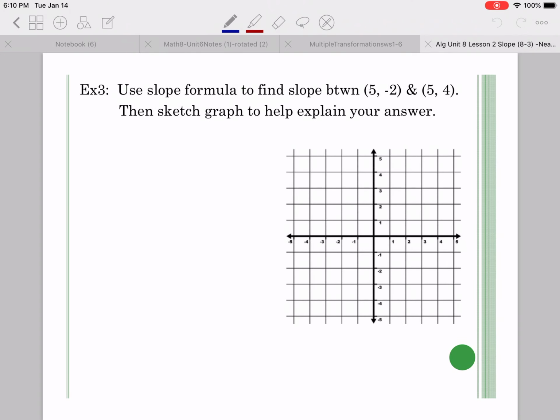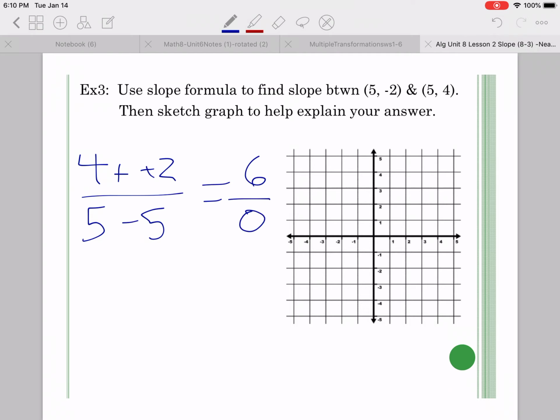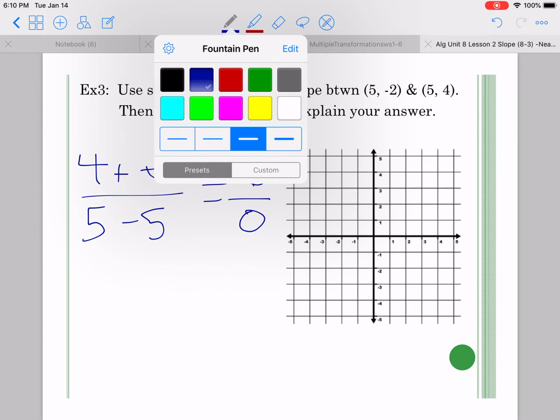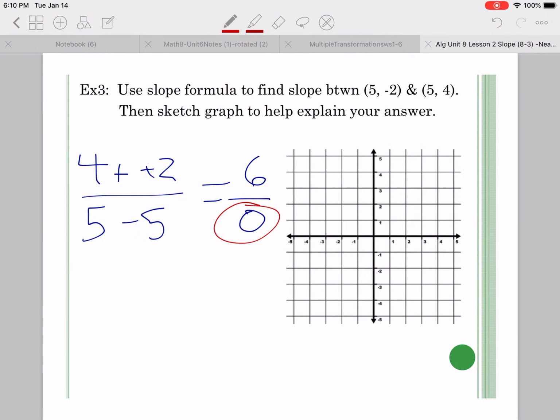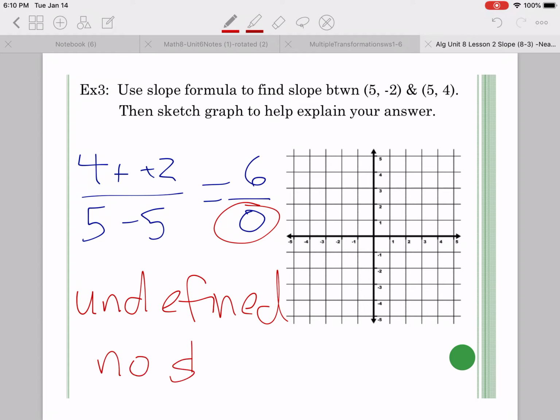All right, example number 3. Use the slope formula to find the slope between those 2 points, and then sketch the graph to explain your answer. So let's start with doing 4 minus negative 2 over 5 minus 5, which would give us 6 over 0. Notice, if we've learned anything the last couple chapters, it's that we can't divide by 0. So at this point, we have to say undefined, which is our situation where there's no slope. Remember, it should be going straight up and down. It's one of our special cases.